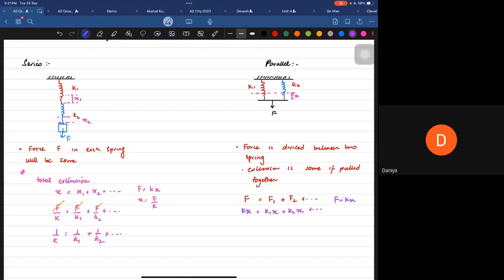Now, because x is the same quantity, because the extension in each spring was the same, you cancel out x. This will basically give you k equals k1 plus k2 plus, depending on how many springs there are. So these are the derivations that are required by the examiner. Is it clear, everyone? Please let me know if you have a question here.